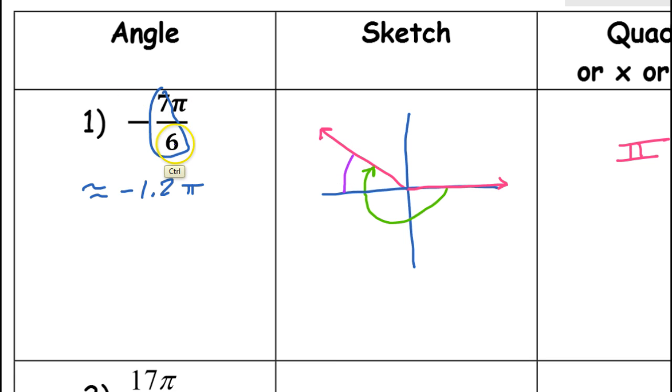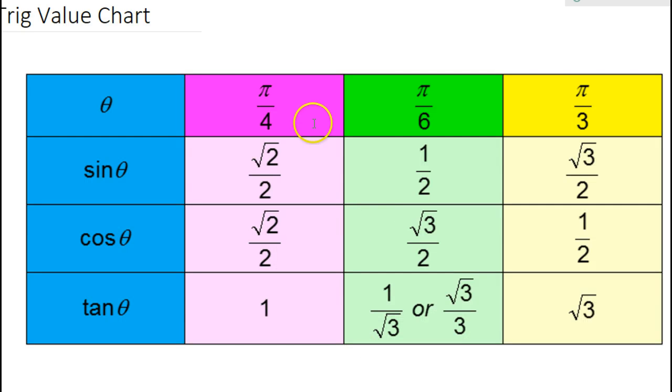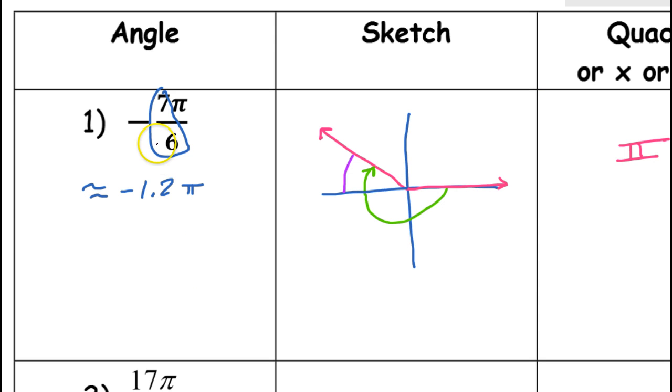Now, looking at the denominator, I can see that this is one of my special angles. And we'll talk about this more later. But as I go throughout this test, I'm going to be assuming that you have this chart memorized. So if you have not memorized this chart, pause the video and memorize this right now. You should know all 9 of these facts. But these 3 angles are special angles. So if I see a denominator of 4 or 6 or 3, I know that that's a special angle. And so the reference angle is easy. It's just going to be pi over 6 in this case.